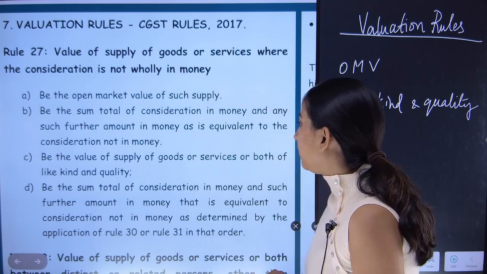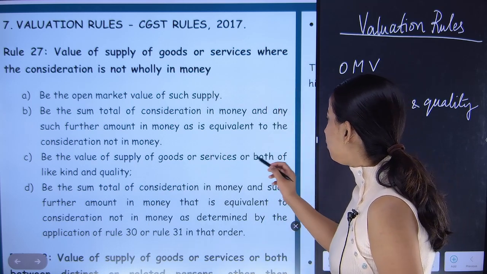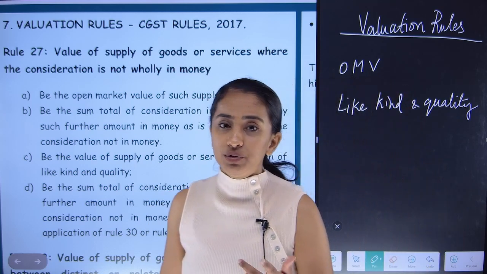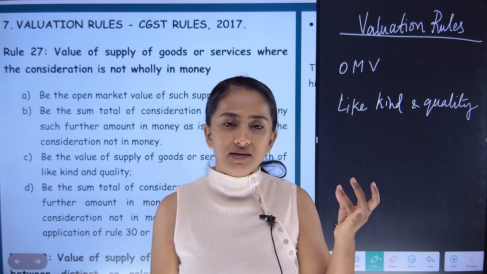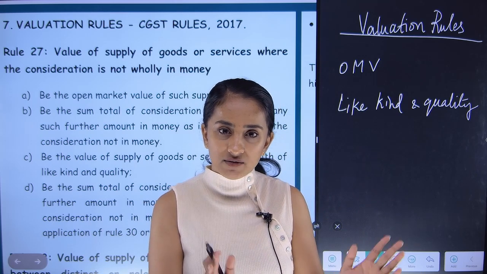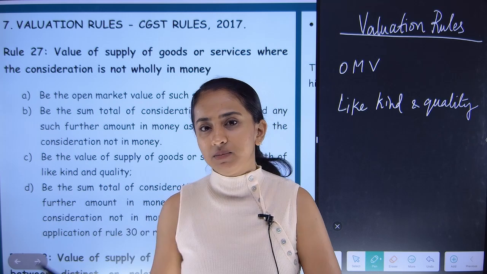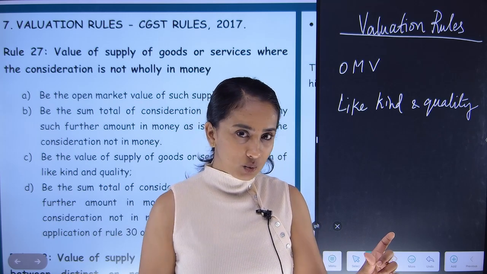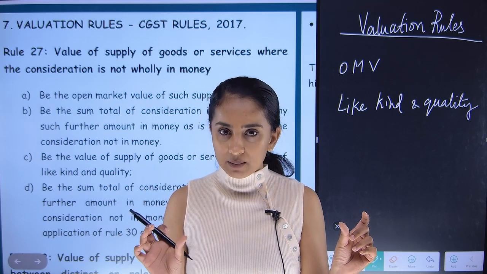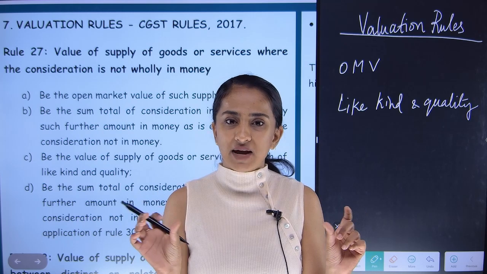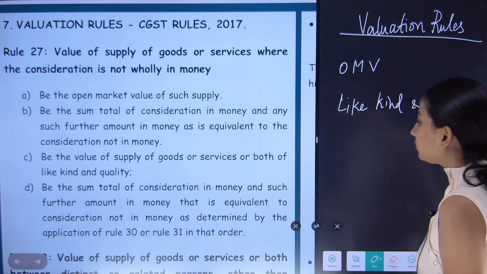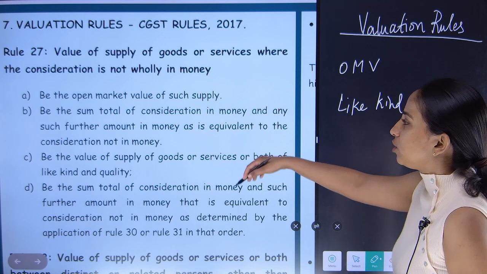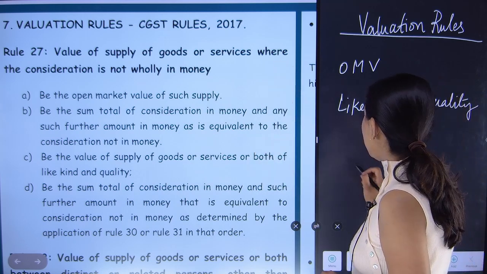Fine. Okay. Be the value of supply of goods or services of like kind and quality. I told you, you will see a furniture of similar kind, similar characteristics, similar quality, having the same characteristics. What is it available in the market? You will see the like kind and quality, and you will also determine for your same product if it is matching the other product which has the same like kind and quality. Next. Now, if all of this is not possible, then you will go to rule 30 and rule 31.